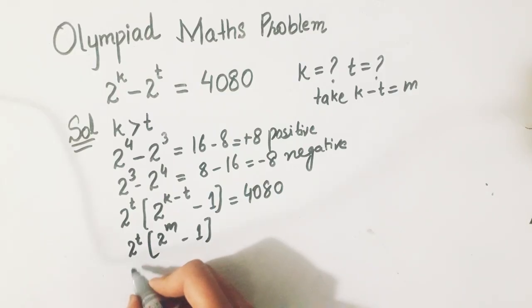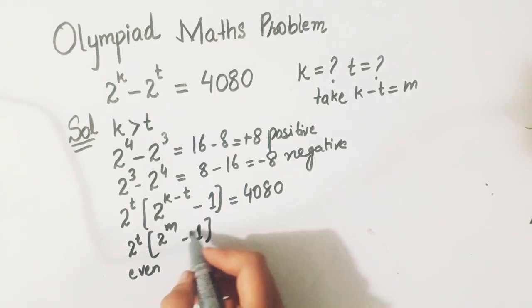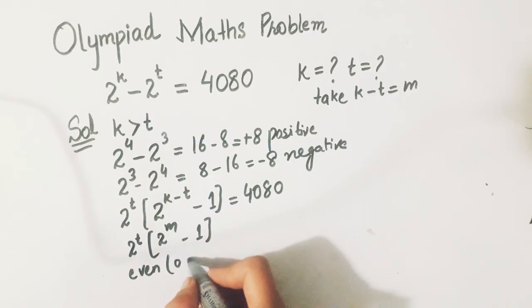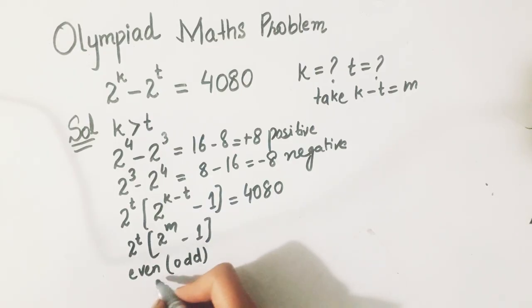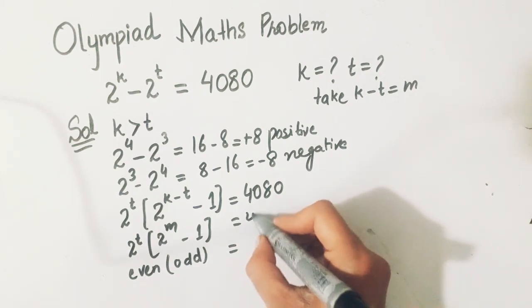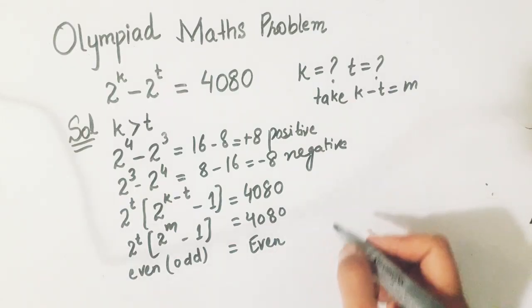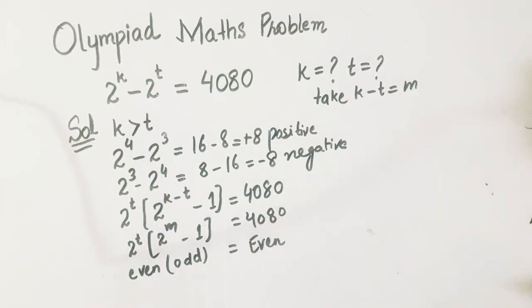This is an even number because this is a multiple of 2, and a multiple of 2 minus 1 is odd. So the multiplication of any even number into an odd number is always even. So the answer will be even.